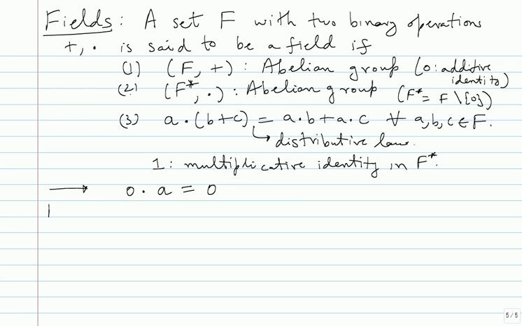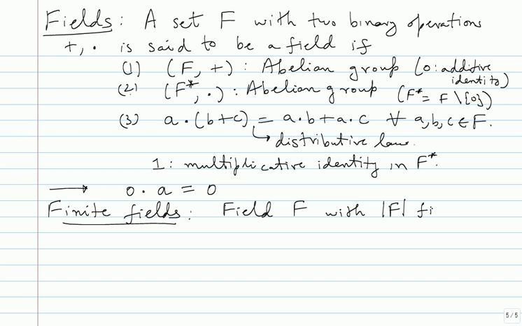Okay, so as I said, we are interested in finite fields. A field F with size of F finite. Okay, first of all, is it possible to have all these conditions satisfied for the field, right? Have operations like this and still have it be a field. And the point I can simply justify by showing you this example.